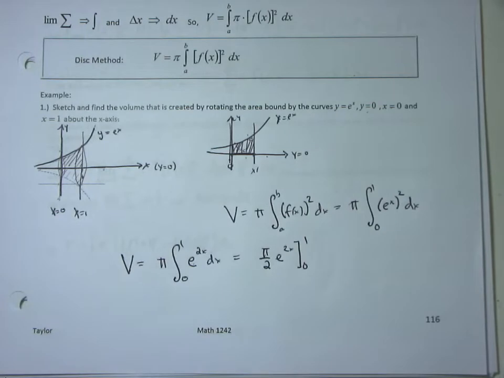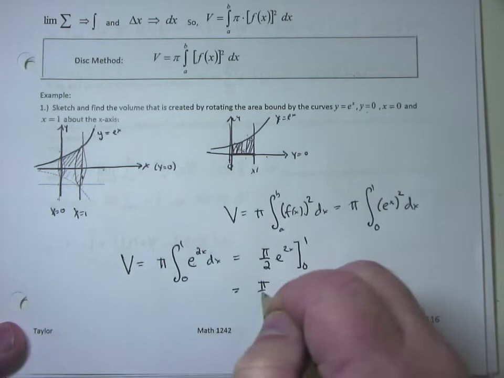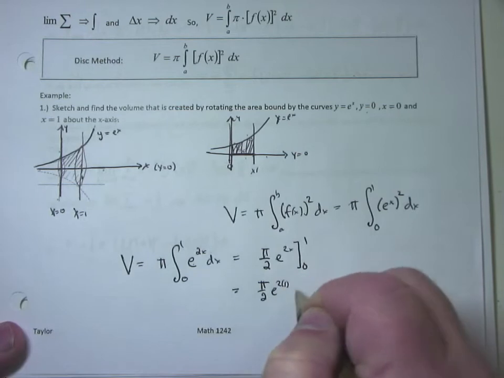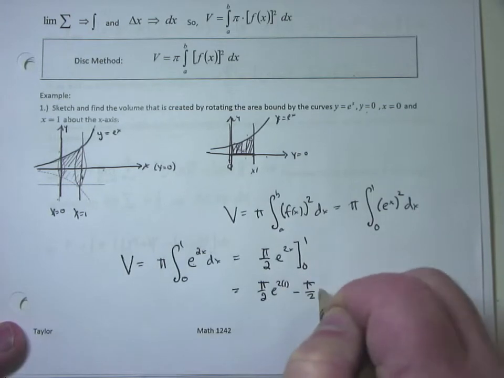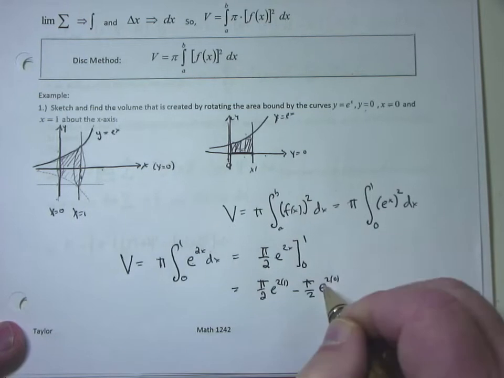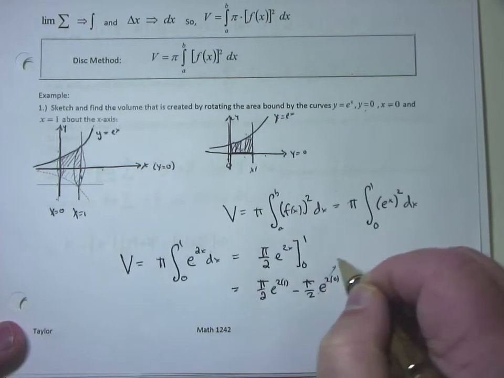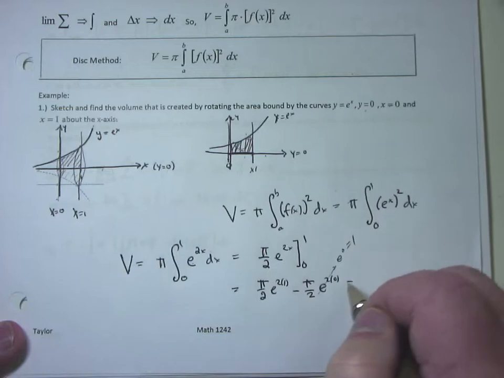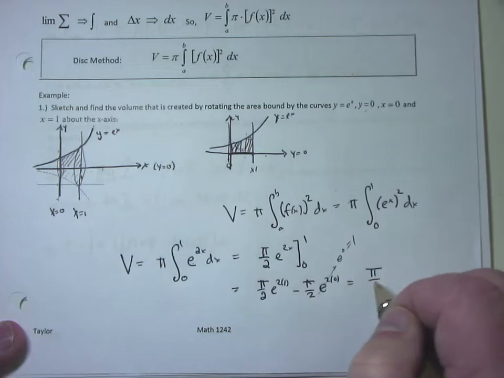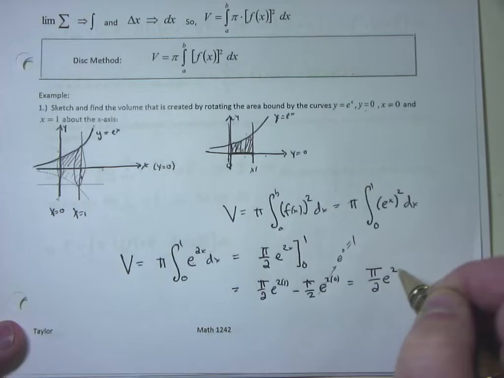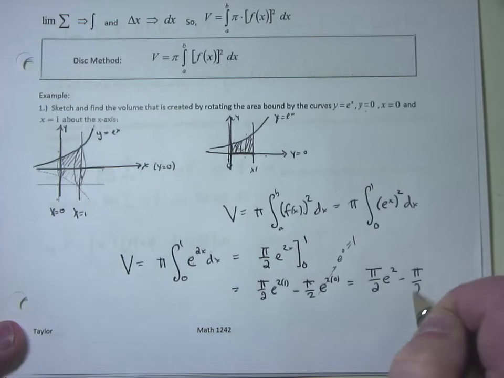And then the fundamental theorem of calculus, you plug in top minus plug in bottom. This would be pi over 2 times e to the 2 times 1 minus pi over 2 e to the 2 times 0. 2 times 0 is 0. E to the 0 is 1. So all that makes it 1. So my answer is pi over 2 e squared minus pi over 2.